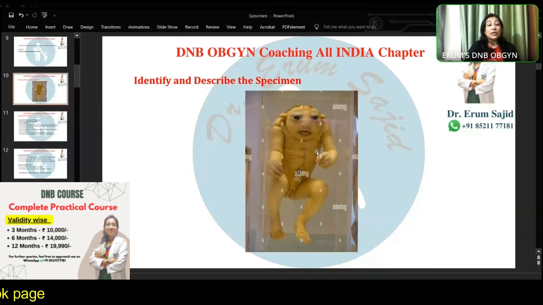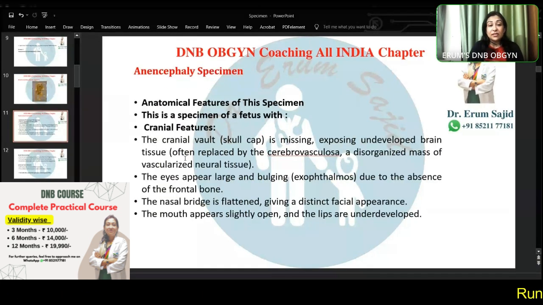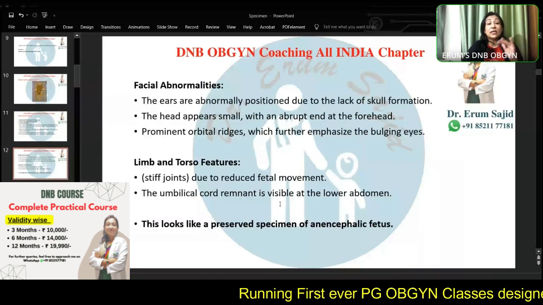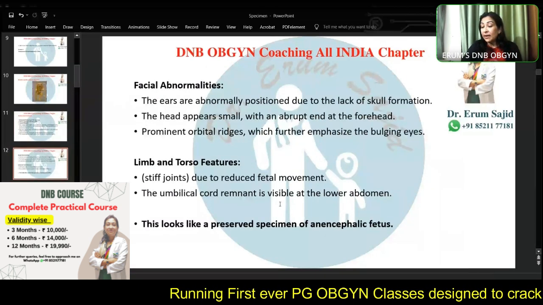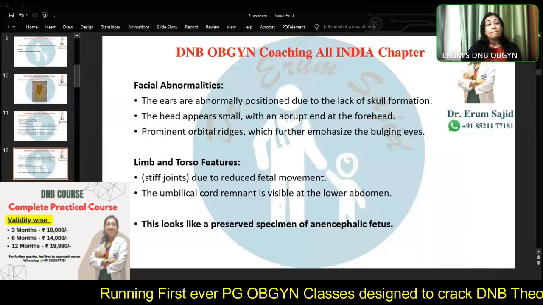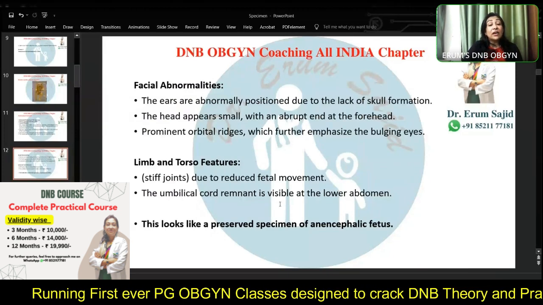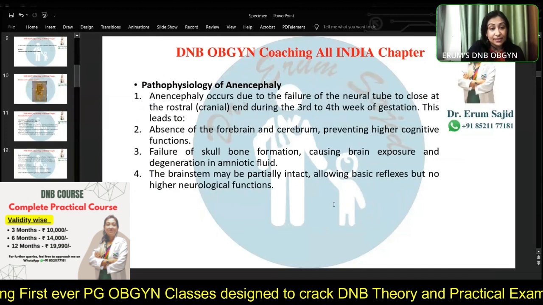But yes, this is how you will describe that this is a specimen of a fetus with the cranial vault missing. The eyes appear large and bulging. Nasal bridge is flattened. Mouth appears slightly open. Lips are underdeveloped. Ears are abnormally positioned. Prominent orbital ridges. And umbilical cord remnant. Looks like a preserved specimen of anencephalic fetus.